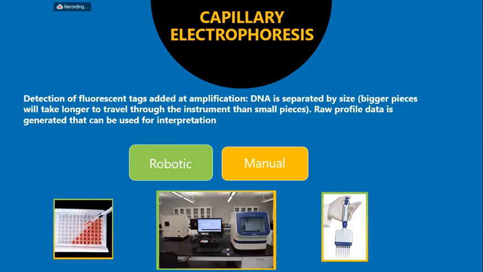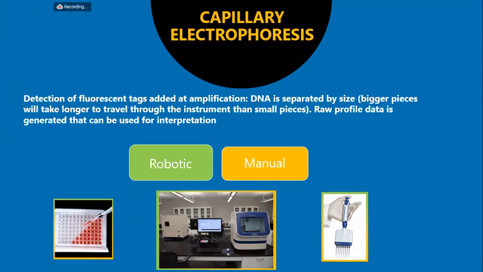So during capillary electrophoresis, this is really the separation and detection phase, where what we're trying to do is now detect those different fragments that we made millions and millions of copies of at amplification. So in this step, the DNA is separated by size. The way that works is that DNA is naturally negatively charged, so we can use electricity to separate those fragments. They travel through a capillary that has a thick polymer inside of it. So the bigger strands actually will flow through that polymer slower than the smaller strands.